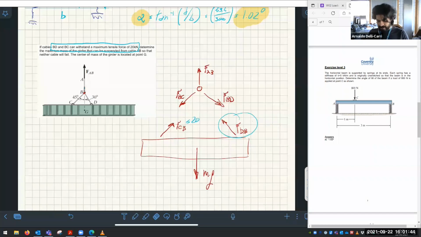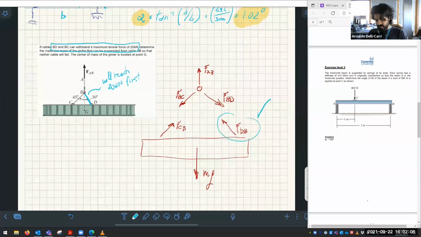I can give you a prediction. My prediction is that the most vertical cable, which is this one, will reach 20 kilonewtons first. Okay. That means that if you assume that this is 20, this is the correct assumption. But again, don't let my prediction point you in a certain direction. I want you to try and explore the problem yourselves.